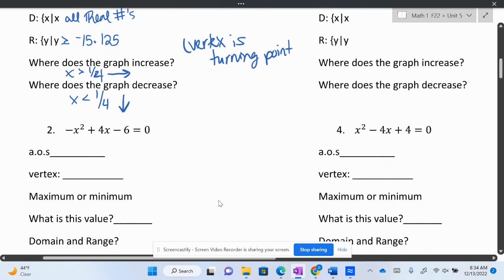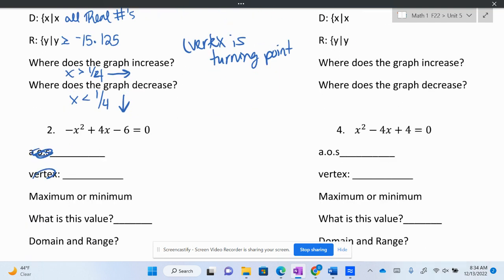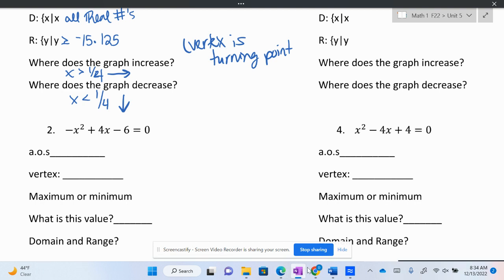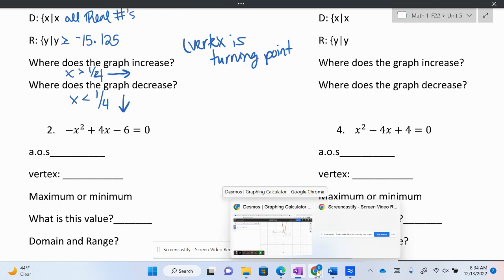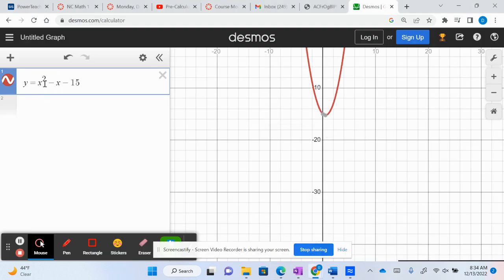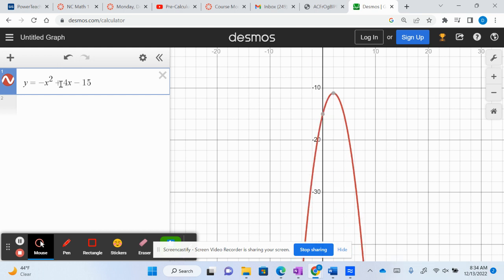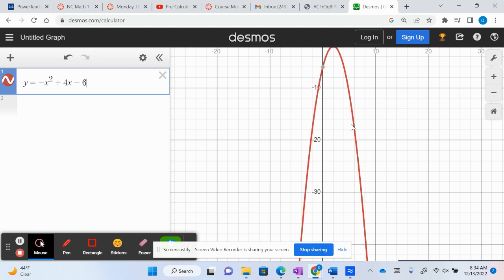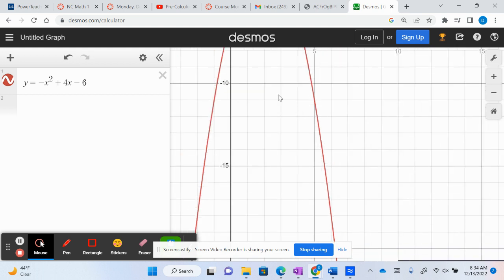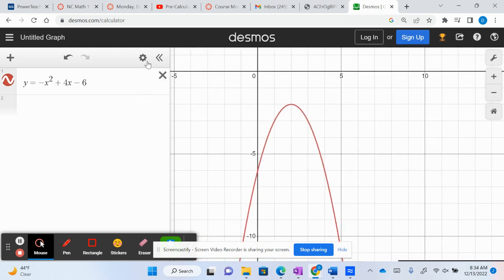All right. Next one. We're not going to do axis of symmetry or vertex mathematically. We're just going to do them looking at our picture. So I want everyone, either in Desmos or on your graphing calculator, to enter -x squared plus 4x minus 6. I'm going to do it on Desmos. All right. So let's look at our graph. I'm going to make it nice and gigantic for us so we can see fabulous things.